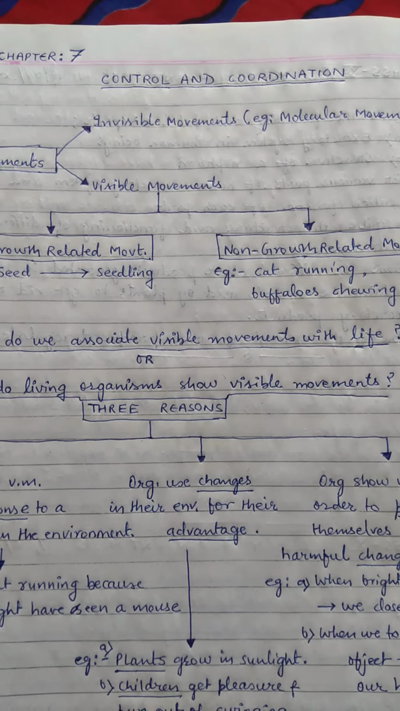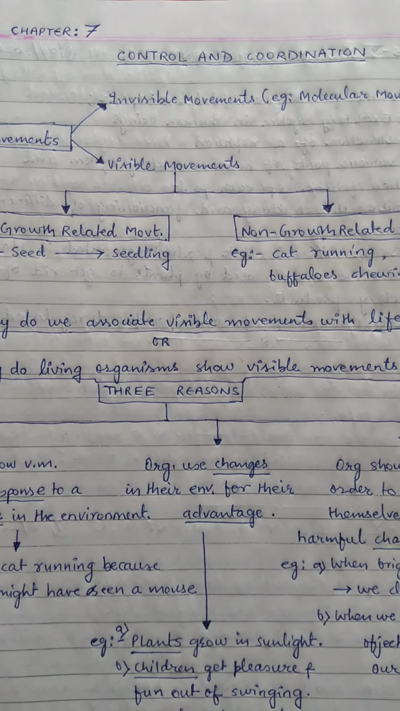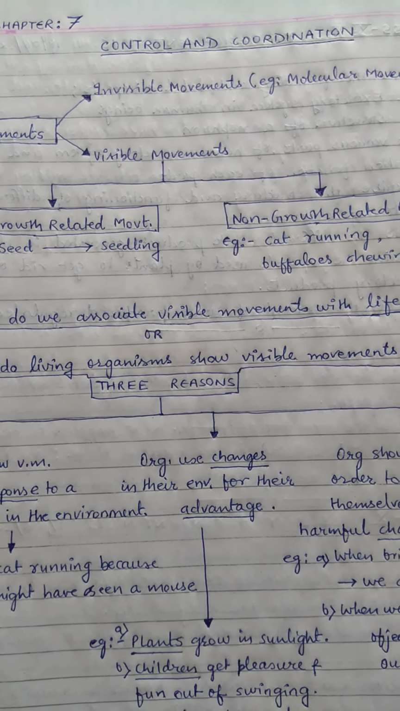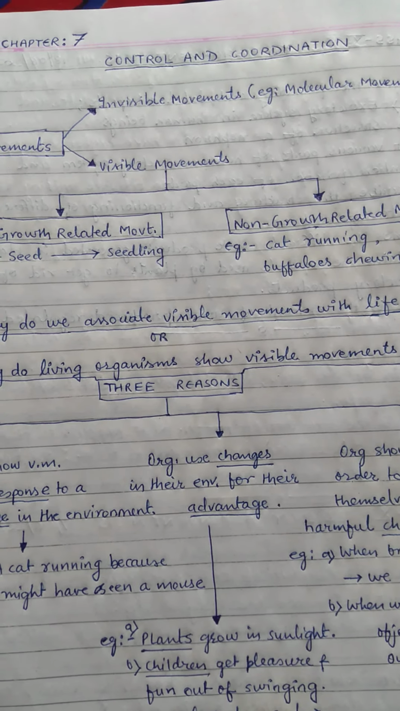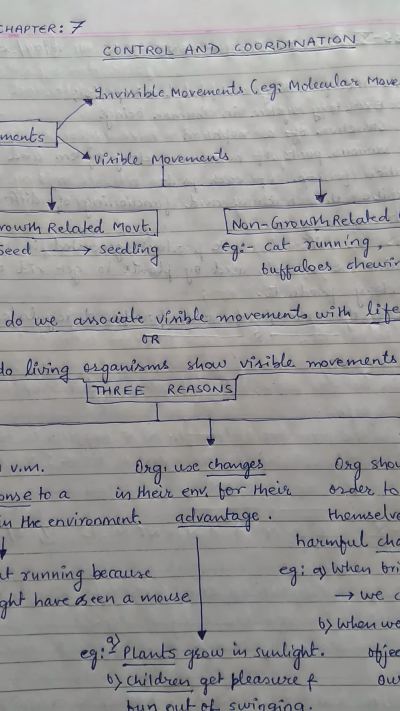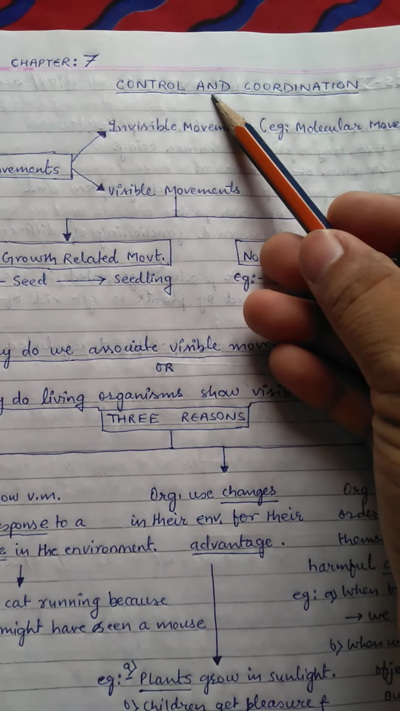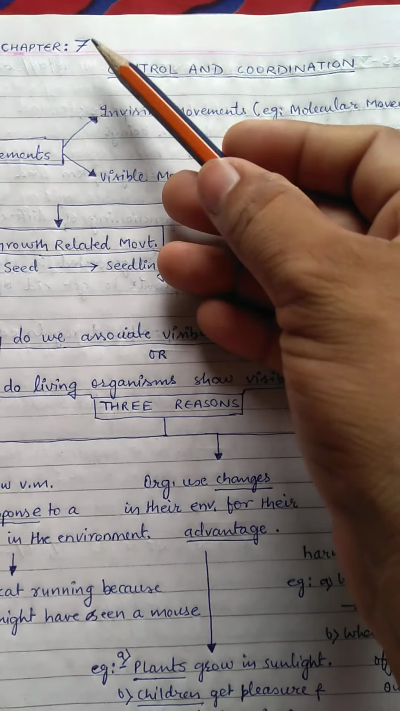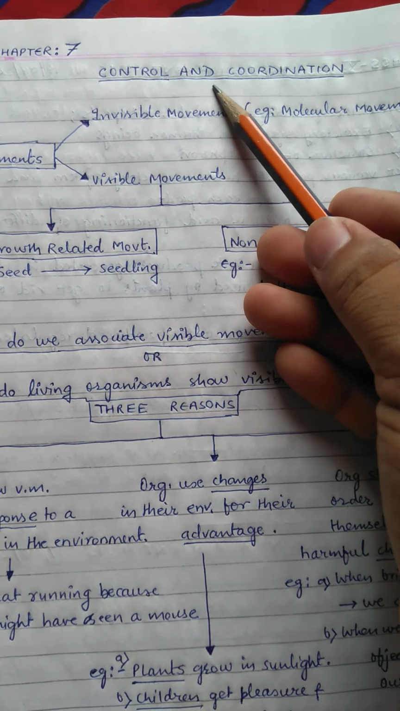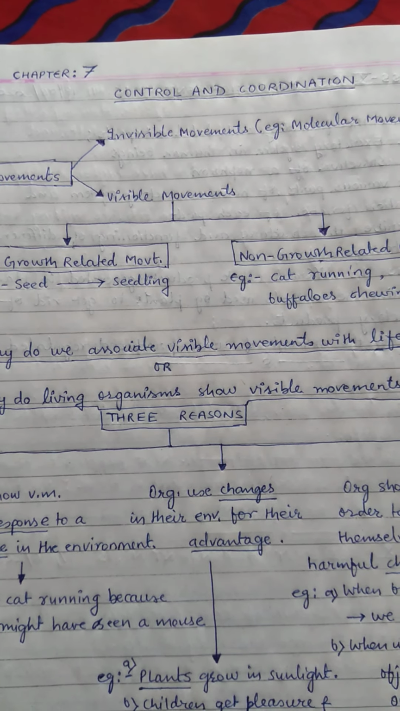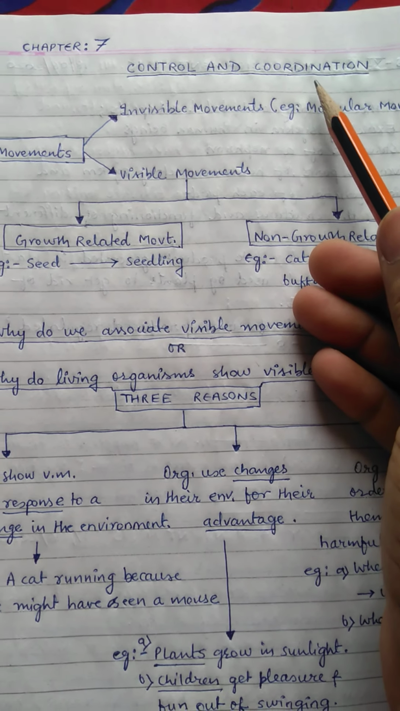As you can see, I am going to start the new chapter, which is control and coordination. This chapter is chapter number 7 in your NCERT textbook. So the chapter is control and coordination.